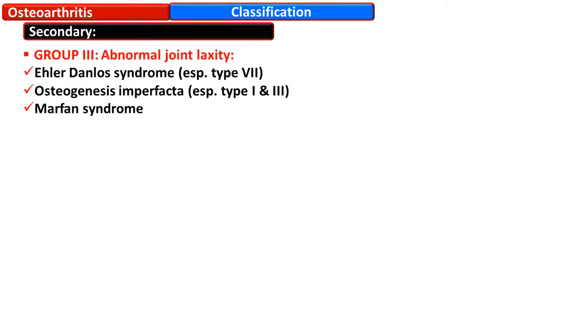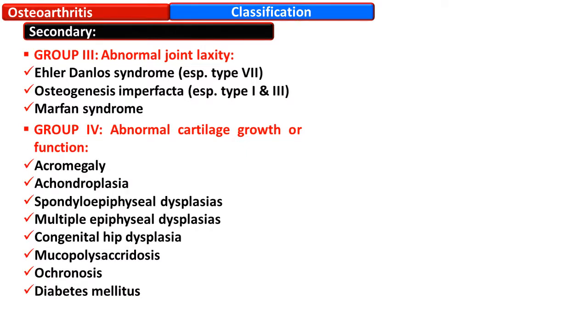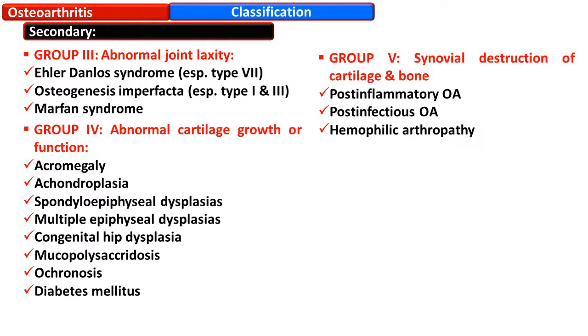Then another group in the secondary type of osteoarthritis, which is due to some underlying cause, is group 3, that is abnormal joint laxity, such as Ehlers-Danlos syndrome, osteogenesis imperfecta, and Marfan syndrome. Group 4 includes abnormal cartilage growth or function, and there are a lot of disorders such as acromegaly, achondroplasia, spondyloepiphyseal dysplasia, multiple epiphyseal dysplasia, congenital hip dysplasia, mucopolysaccharidosis, ochronosis, or diabetes mellitus. Group 5 includes synovial destruction of the cartilage and bone, and these are post-inflammatory osteoarthritis, post-infectious osteoarthritis, and hemophilic arthropathy.